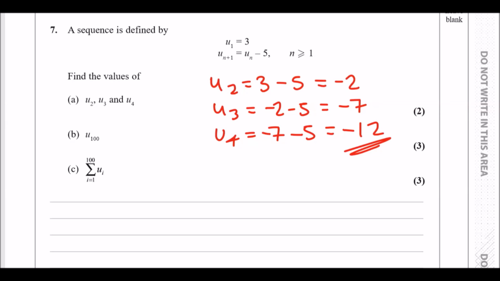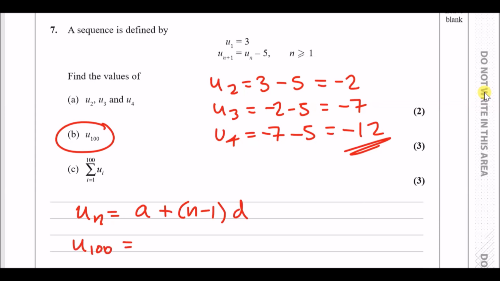Now for part B, it uses a slightly different trick here. To find the value u100, let's go back to some of the formulas we know. We know that for an arithmetic series, un is always going to be the first term a plus n minus 1 times a common difference d. Okay, so this is a standard formula. We want to find u100, so this is going to be the 100th term equals the first term.